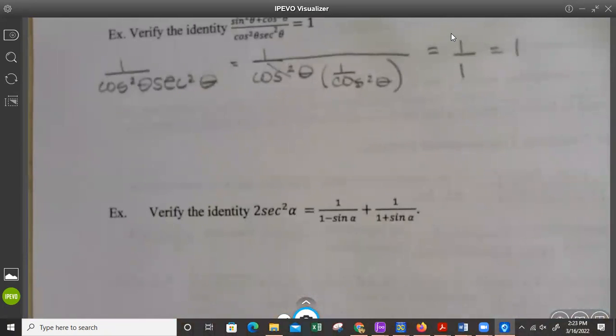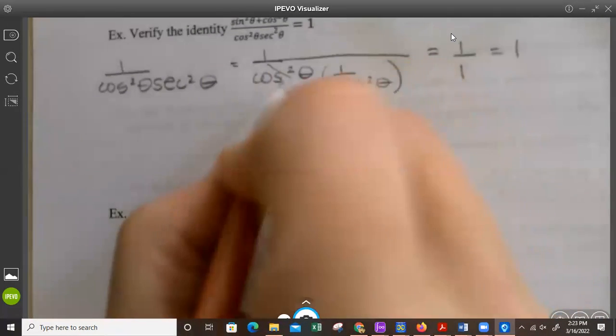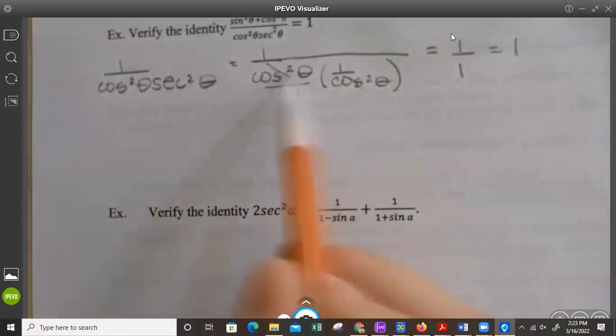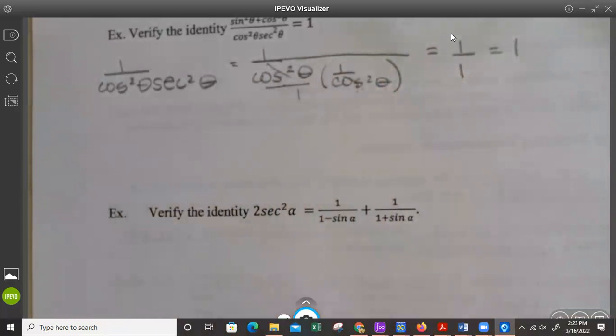Look at your next one. Because your cosines cancel out, this is the same thing as multiplying these left to right. Cosine over cosine is 1. Look at your next one. Which one's your hard side? Yeah, definitely the right side this time. It doesn't matter which one it is, just make sure that you pick the harder one.